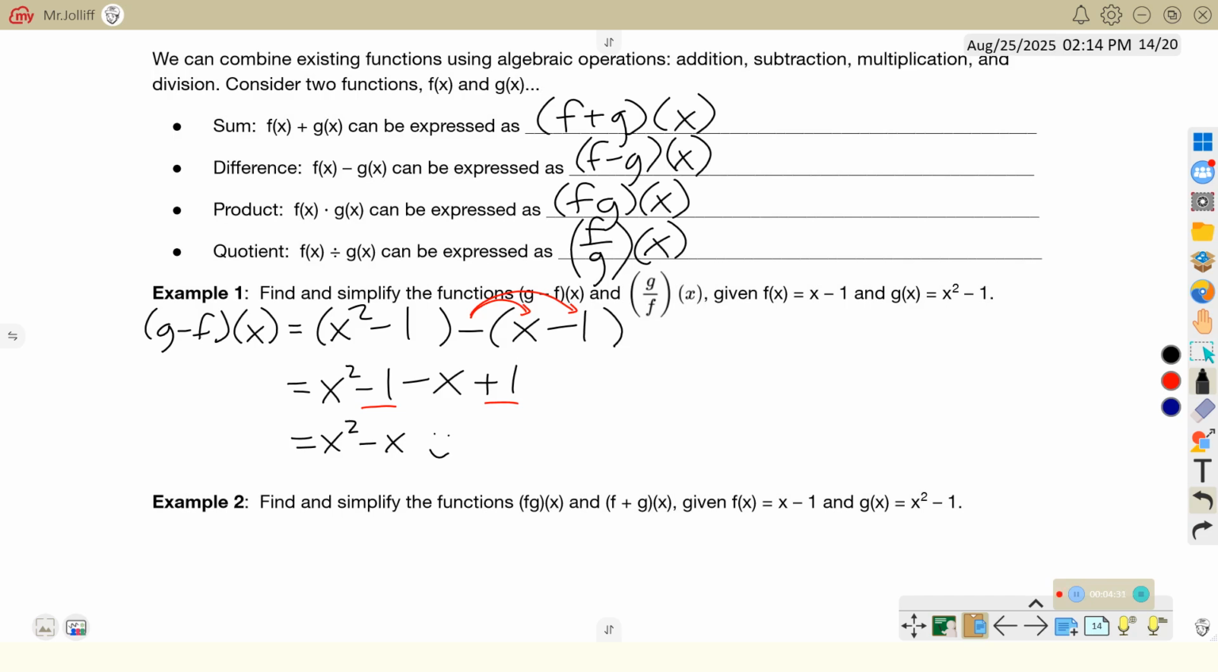So addition and subtraction, you may need to distribute the subtraction sign if you're subtracting, but then it's just grouping like terms. Constants with constants, x's with x's, x squareds with x squareds, group your like terms.